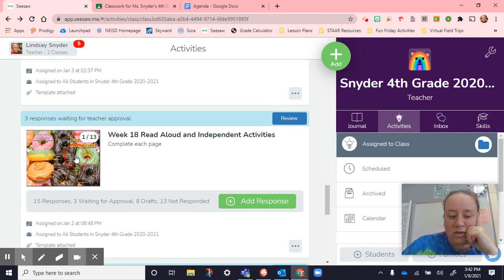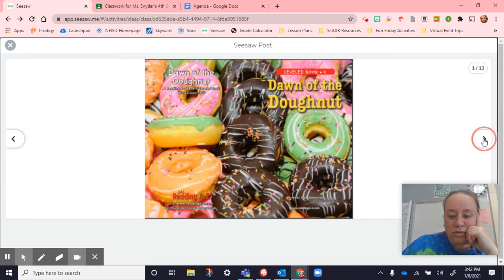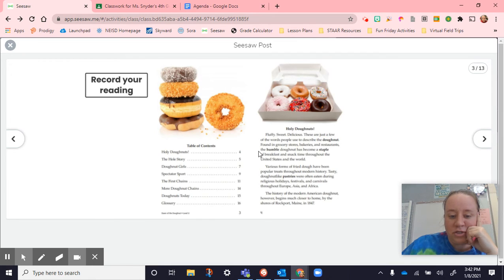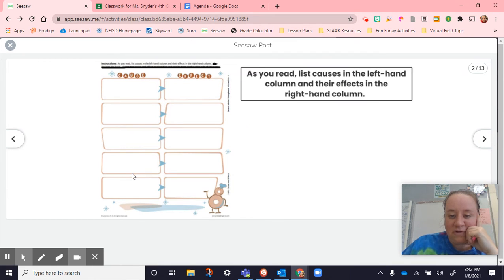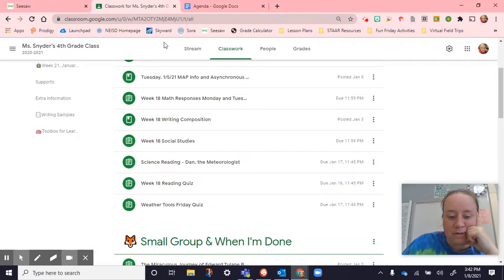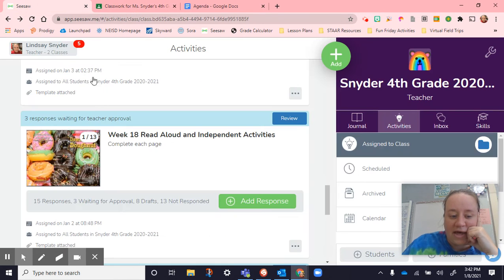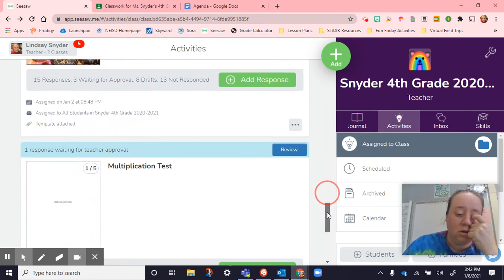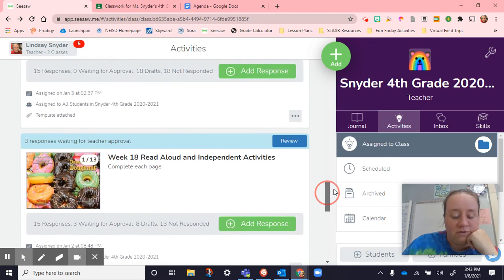Then you have your Dawn of the Donut, the read aloud. You needed to click this. You needed to read each of the pages. And then on these activities that are throughout, you needed to make sure that you finished solving or answering all those. And then those are this reading quiz that's the thing that ties to the donut page. After the reading, there's questions. And that was everything for this week.